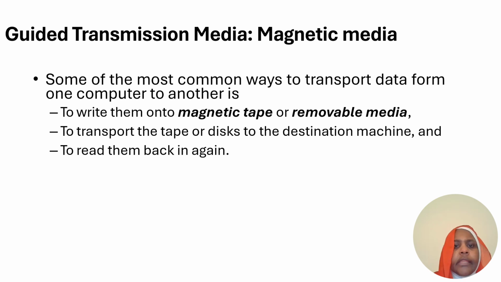By magnetic media, we mean magnetic tapes or removable media, like discs. The process is pretty simple. You write on the magnetic tape or removable media. You transport the tape or the discs to the destination machine, either from one office to another, or across town, or even across the country. When the data reaches its destination, you just read the tape or the removable media, and that's it.